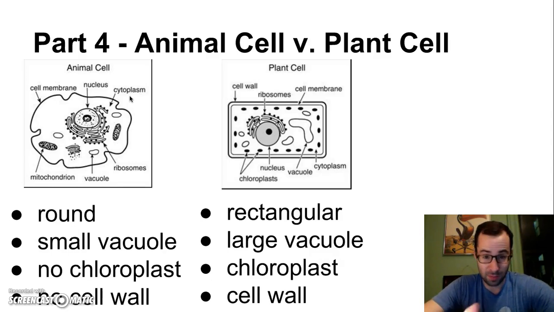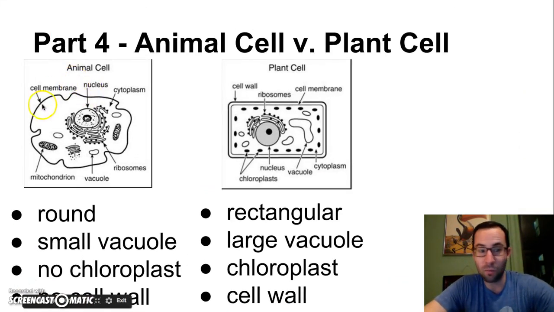All right, some things that you should have noticed about the difference between the animal cell and the plant cell are, first, its overall shape and structure. Animal cells are round. Plant cells are kind of like a brick. They're rectangular. Next, they both have vacuoles, but in an animal cell they're smaller. In a plant cell, they usually have one or a couple larger vacuoles. Remember, that's the storage site.